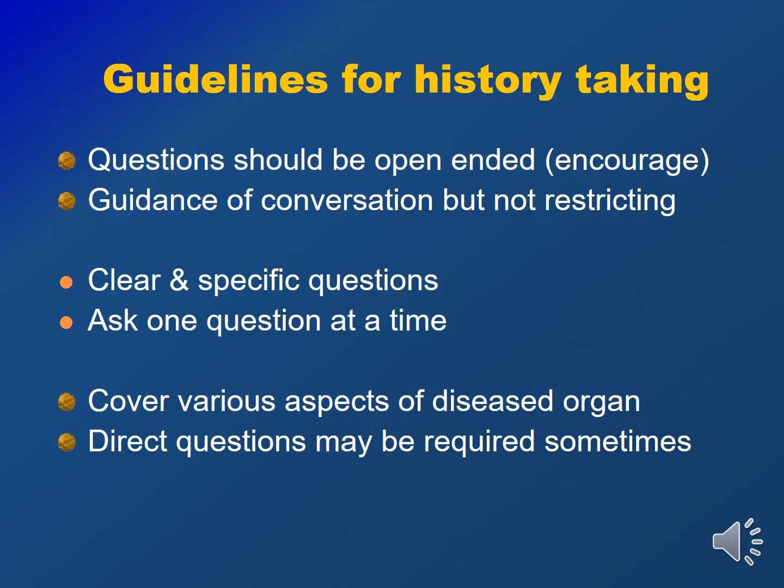Cover various aspects of the diseased organ. For example, if the patient is complaining of upper GIT symptoms, ask about vomiting, cachexia, dyspepsia, and various other things. Direct questions may be required sometimes at the end of the history taking.